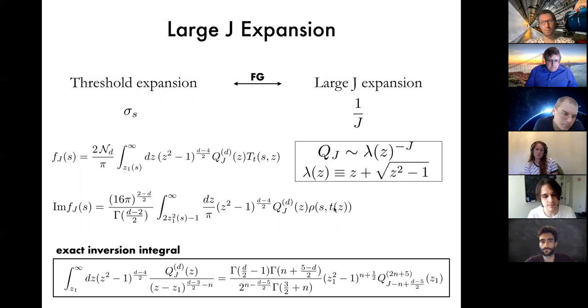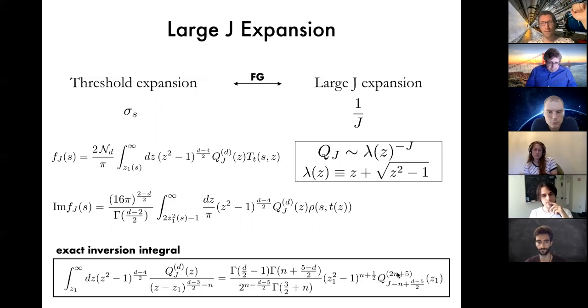And moreover, if you want to do this threshold expansion, you can do these integrals exactly. There is this neat formula that we derived, that if you take z minus z1, it is the same as sigma s. And so you can integrate in the Froissart-Gribov formula against Q_j exactly. You get Q_j in some other dimension with some other spin, but it's an exact formula. So we don't really have to even expand in 1 over J, but physically, this is what dominates the threshold physics.